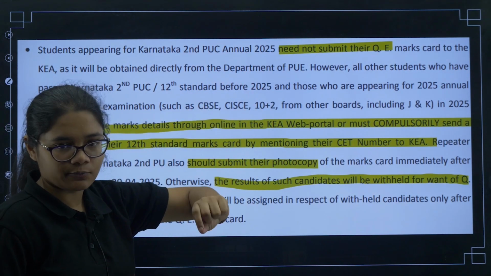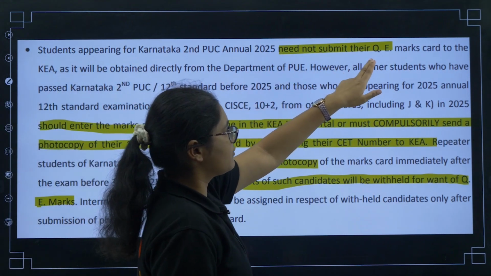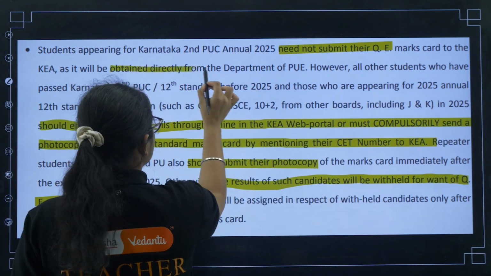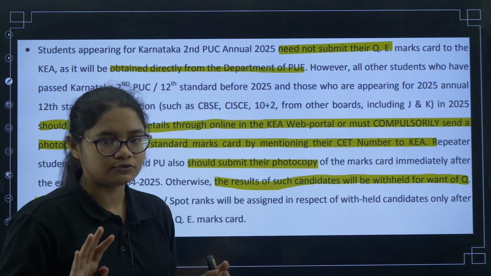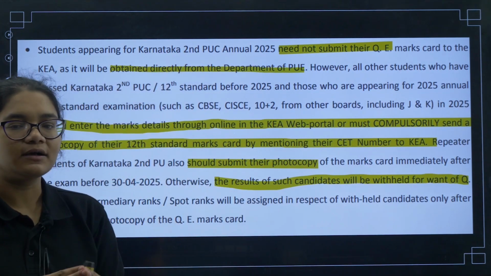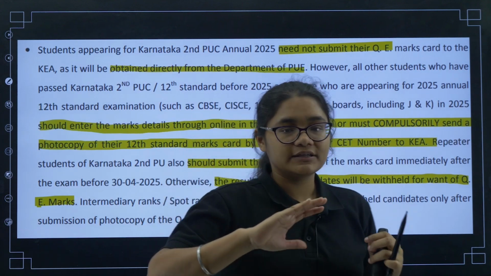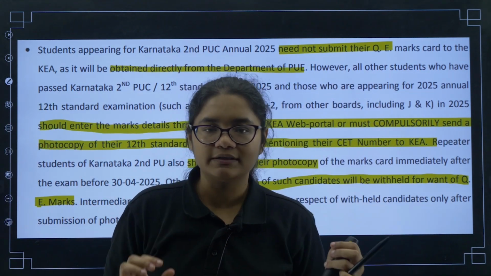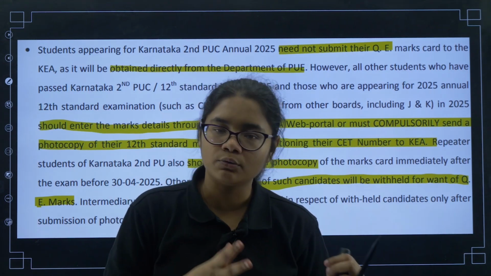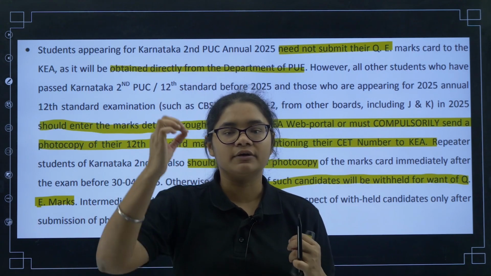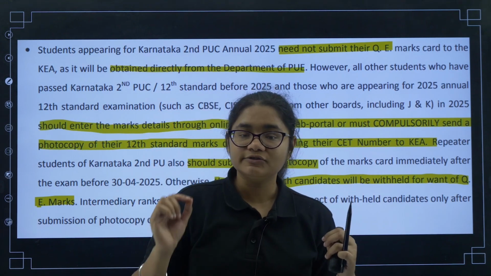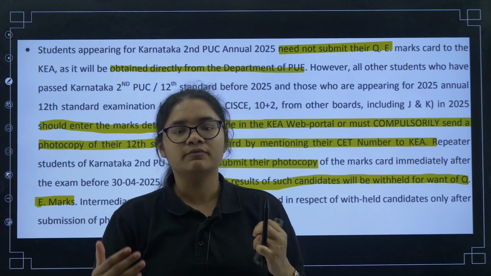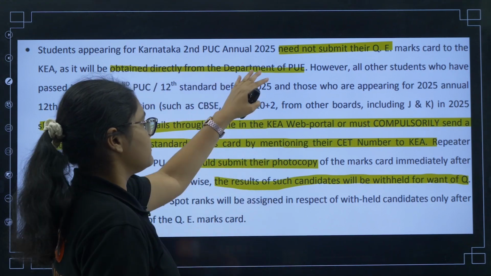Now moving to the next thing, students appearing for Karnataka second PUC annual 2025. So if you are from the Karnataka board and writing the exam, you need not submit your qualifying examination marks card to the KEA, as it will be obtained directly from the Department of PUE. So for those students, you do not have to submit your 12th marks. After the results are out and the counseling process starts, 50% will be taken. So for that reason the KEA will require your 12th marks, and once the counseling starts you have to give your 12th marks to the KEA. But those students who have passed from the Karnataka PUC board, for them it is not required because the board will automatically take their marks from the Department of PUE.